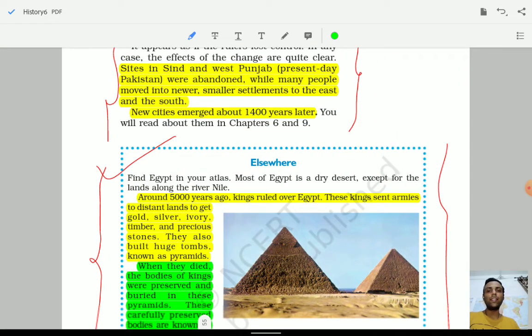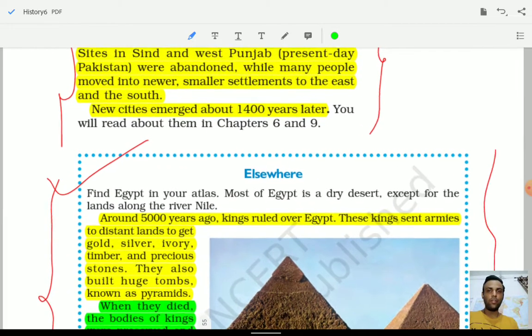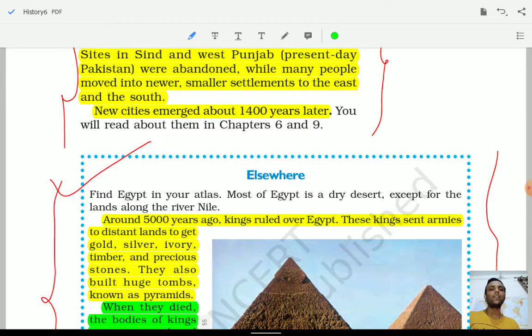So the sites in Sindh and West Punjab, present-day Pakistan, were abandoned. The cities were abandoned because people didn't want to live in that area. Don't know why. Many people moved to newer areas, smaller settlements to the east and the south, which the archaeologists were able to find. But whether they were able to move if any disaster happened there, nothing concrete can be said about that.